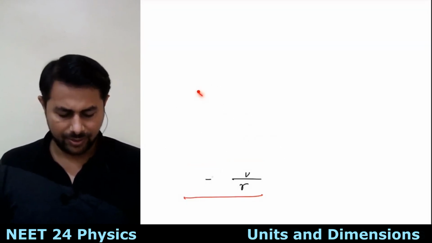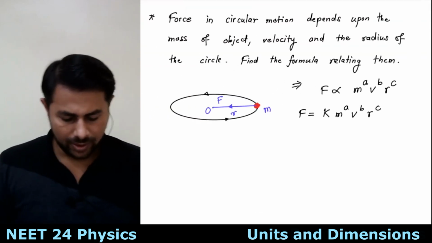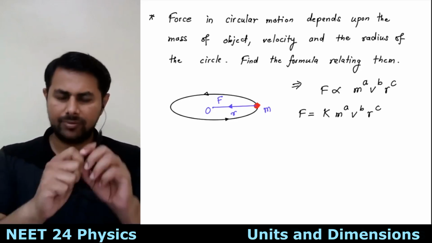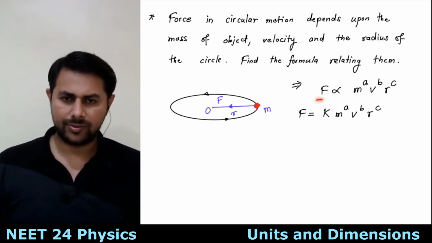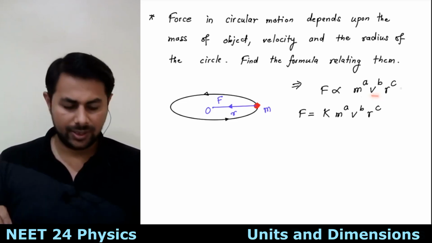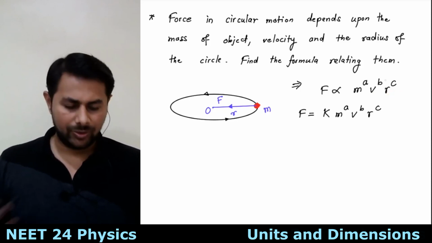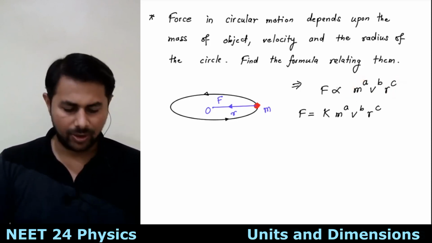Let us just find it out. Okay, so that you will get a clear idea. So see what is given: if there is an object moving in a circle, the force acting on that object depends on the mass of the object, its velocity, and the radius of the circle.